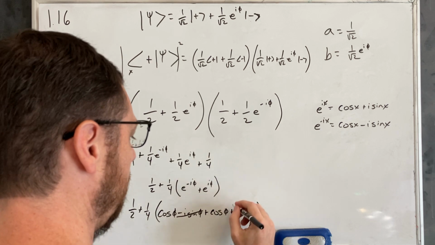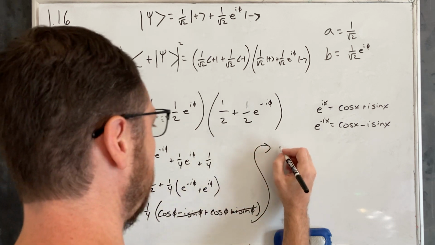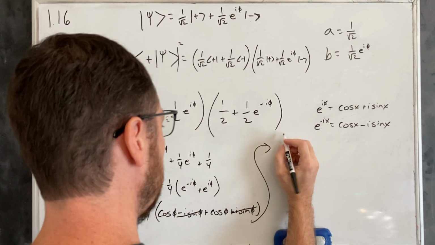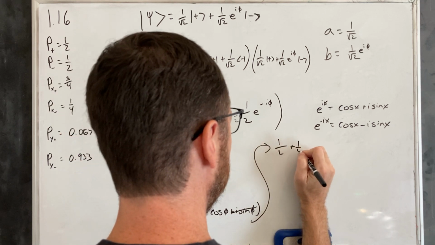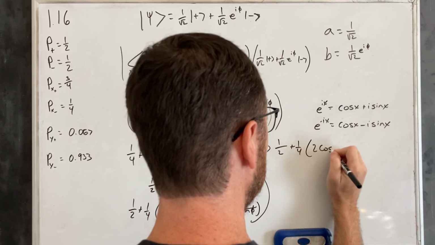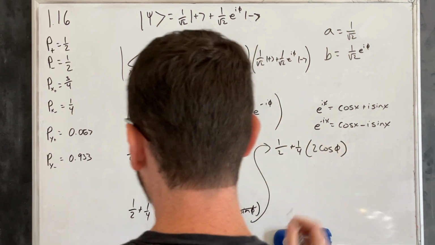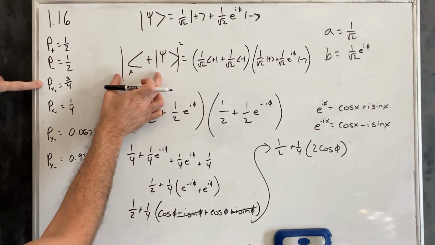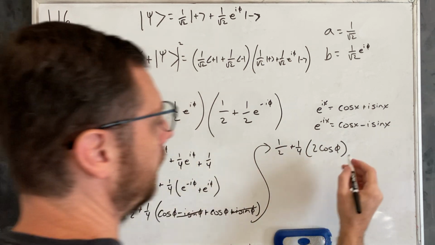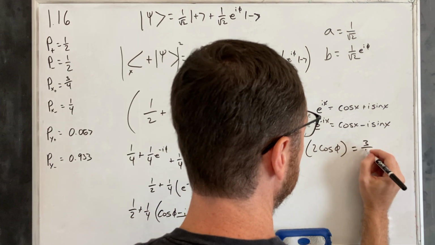So I'll continue over here. I'll just rewrite it out again. 1/2 plus 1/4, 2 cosine phi. Okay, and we also know that this is going to equal, because remember, we're working with the up in x, and the result for that was 3/4. We know that this is going to be equal to 3/4.